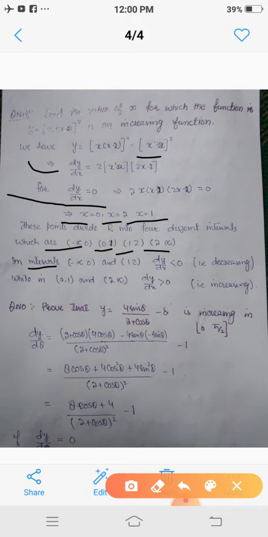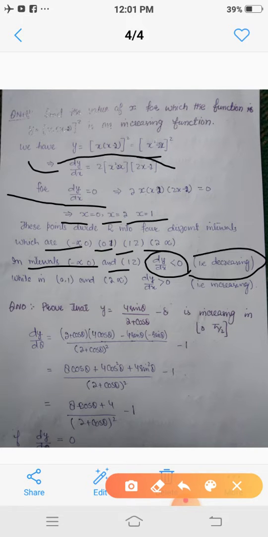In the intervals minus infinity to 0 and 1 to 2, clearly dy by dx is negative, because when we substitute the values which belong to minus infinity to 0 or 1 to 2, the value of this derivative, dy by dx, is negative. This implies that when the derivative is negative, the given function, y equals x into (x minus 2) whole square, is decreasing in these 2 intervals.